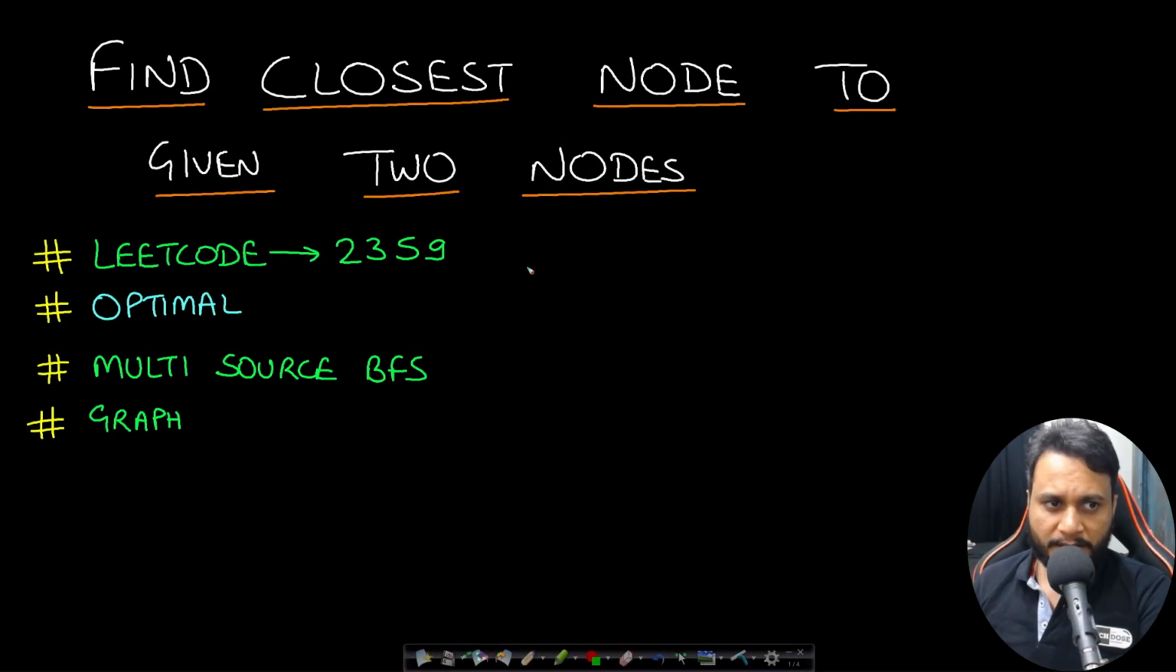Guys, welcome back to TechDose, and in this video we will look at the find closest node to given two nodes problem, which is from Leetcode number 2359. Let's now read the problem statement.